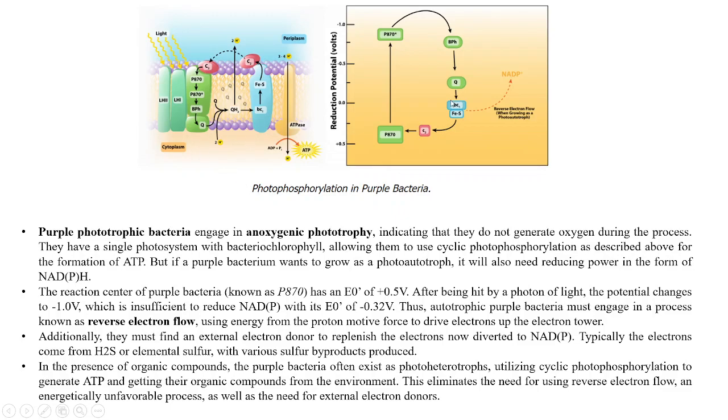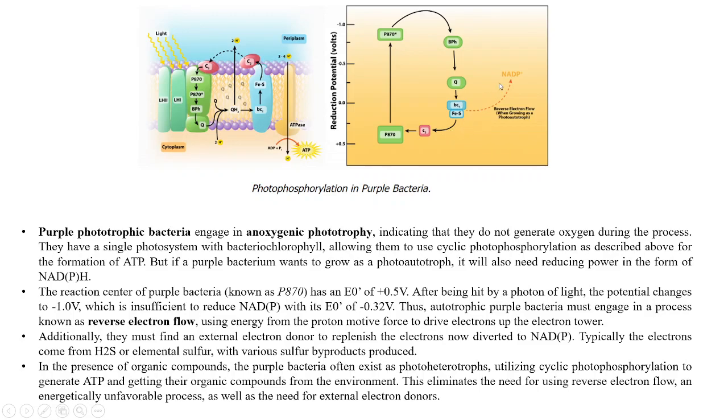So they also engage in a process called reverse electron flow, because the potential changes when photon light hits the center, but still that is not enough to reduce NADP, nicotinamide adenine dinucleotide phosphate. So that's why they also engage in reverse electron flow when they are growing as phototrophs, and by this they use energy from the proton motive force, the PMF, to drive electrons up the electron tower.